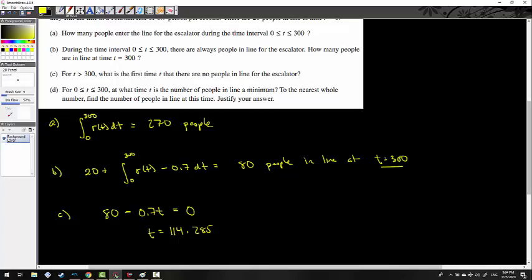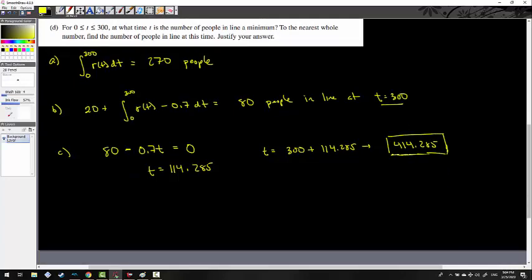So the actual time is really going to be 300 plus the 114.285, making it 414.285. So make sure you keep that in mind. The t being 114 something, that is not your answer. That's how many minutes beyond the 300 that you end up finding for there being 0 people in line.